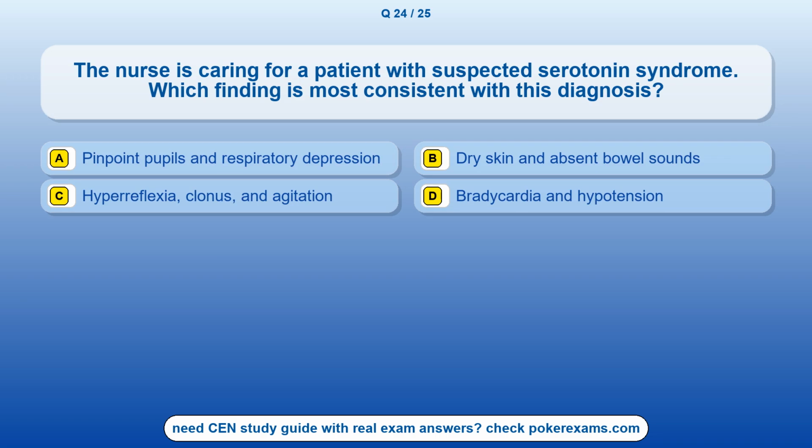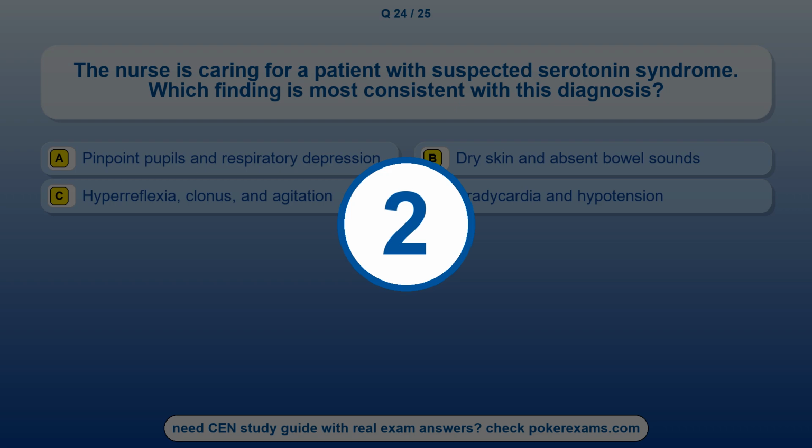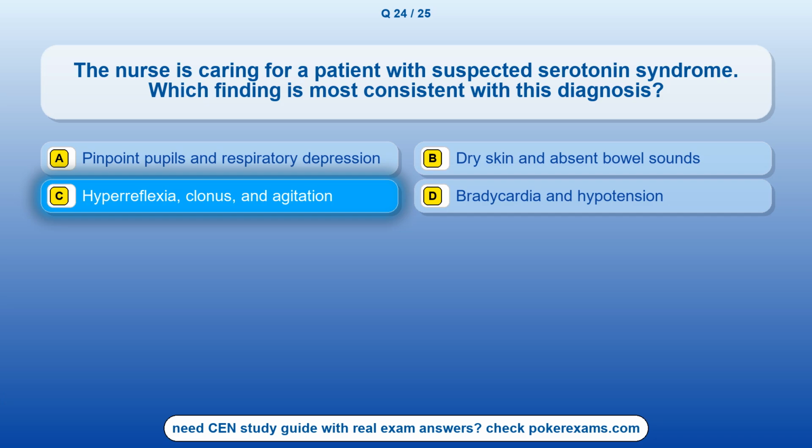Question 24. The nurse is caring for a patient with suspected serotonin syndrome. Which finding is most consistent with this diagnosis? Option A, pinpoint pupils and respiratory depression. Option B, dry skin and absent bowel sounds. Option C, hyperreflexia, clonus, and agitation. Option D, bradycardia and hypotension. The correct answer is option C, hyperreflexia, clonus, and agitation.